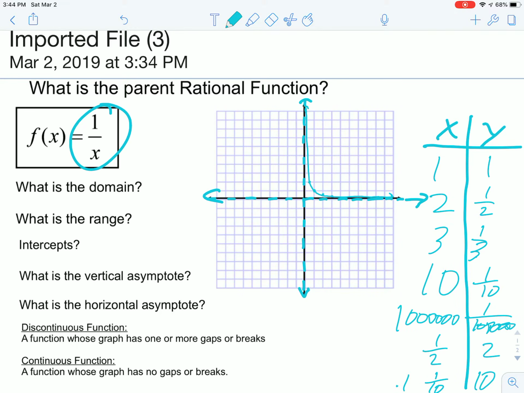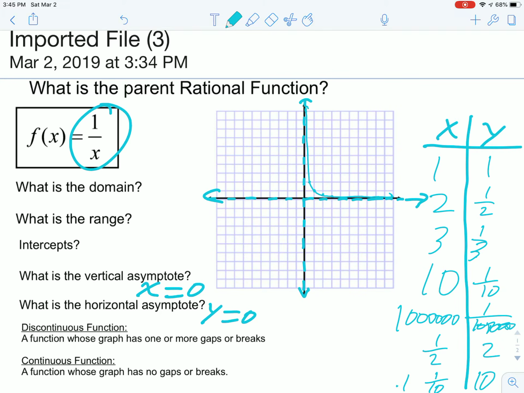And so the vertical asymptote is the line x equals 0. The horizontal asymptote is at the line y equals 0. And again, it's a dashed line because it's not actually a part of the graph, but it's an important thing to know about. Okay, let's keep going.